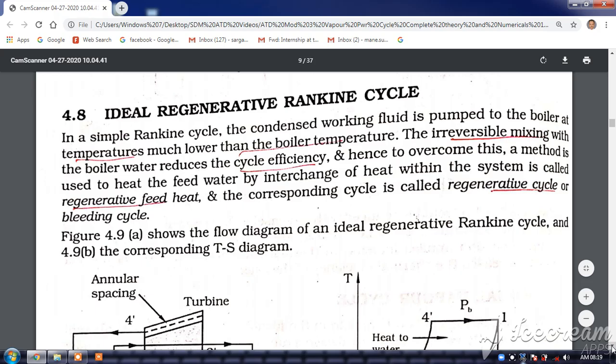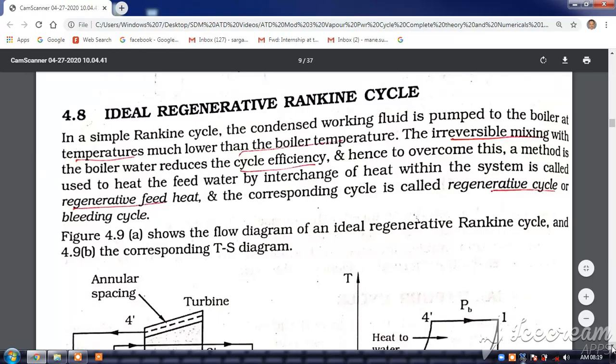Hello students. Now we will look at the ideal regenerative Rankine cycle. I think this regeneration word we have heard in gas turbines also, where the exhaust which is going out heats the incoming air. So we are trying to take advantage of the heat contained in the exhaust gas to heat the compressed air so that the thermal efficiency increases.